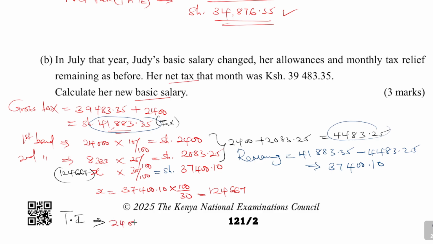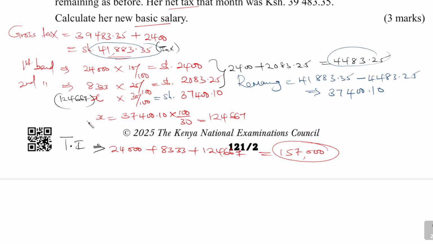So it is given by 24,000 plus 8333 plus 124,667. These are the three that you're adding, and when you add, this gives 157,000. So that is the total taxable income. Then let's go back now.